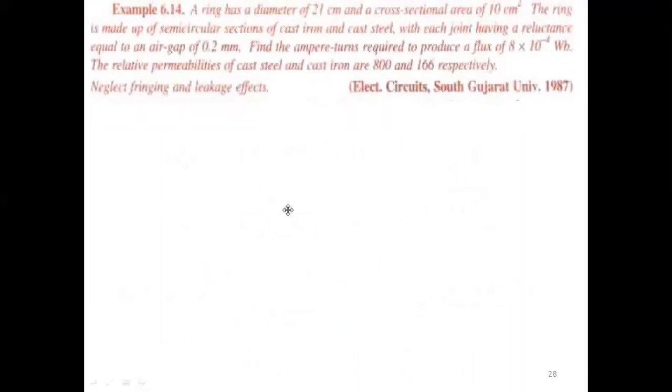Take the question. A ring has a diameter of... remember, he has given the diameter, not circumference, not length here. You have to convert that into area. A ring has a diameter of 21 centimeter, and a cross sectional area of 10 centimeter square.